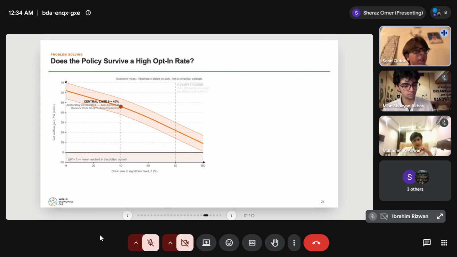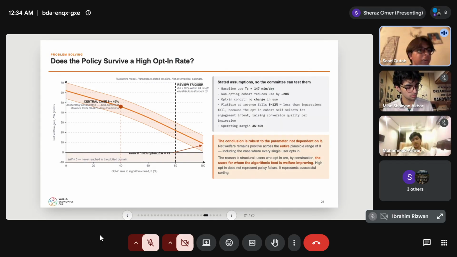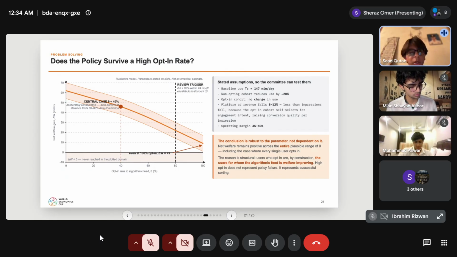This section examines the recommendation's robustness, its impact on different stakeholders, and the main objections regarding it. The biggest concern is that users might simply opt back into the algorithmic feed, making the default an ineffective choice. However, the sensitivity analysis shows that net welfare remains positive even if opt-in reaches 100%, because those choosing to opt in are by definition users who benefit from algorithmic recommendations. As a safeguard, if opt-in exceeds 80%, the levy becomes the primary policy instrument.